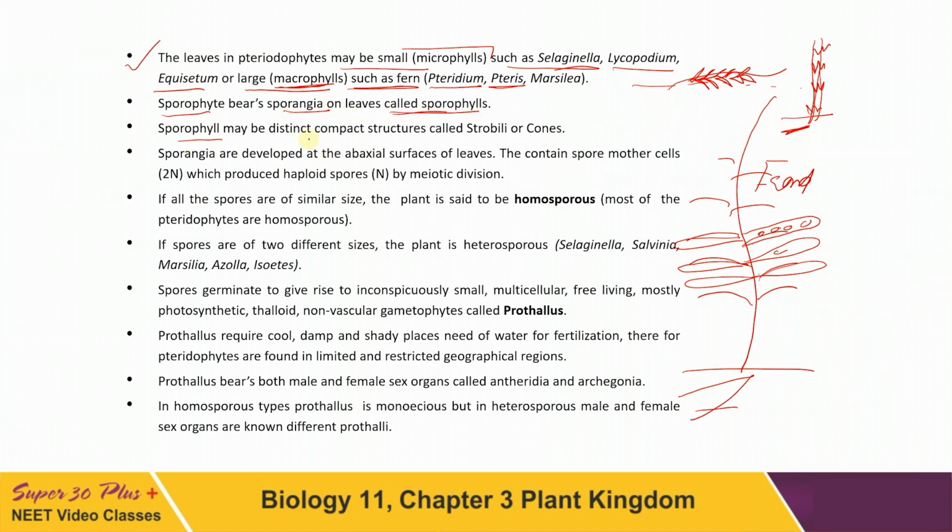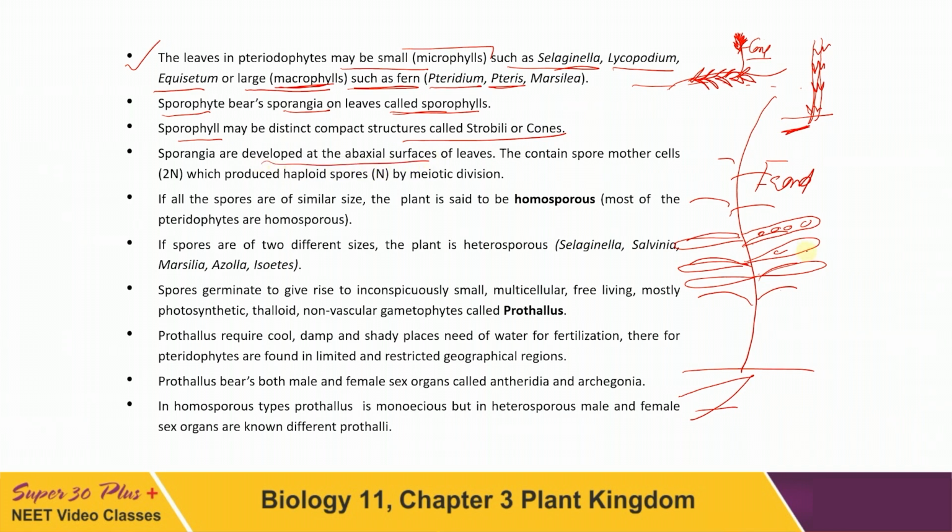Sporophylls may be distinct, as in this fern you are seeing, that is a distinct structure, while in case of Selaginella, a branch will become aerial, and these small leaves will make a compact structure known as cone or strobilus. The sporophylls are arranged in a compact structure known as strobili or cone. Sporangia are developed at the abaxial side of the leaves.